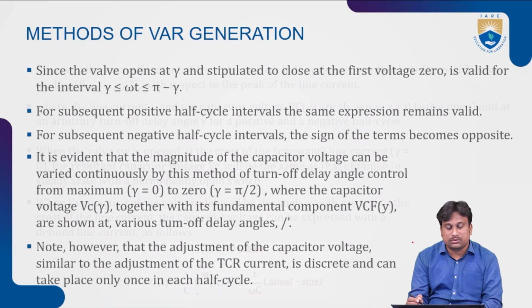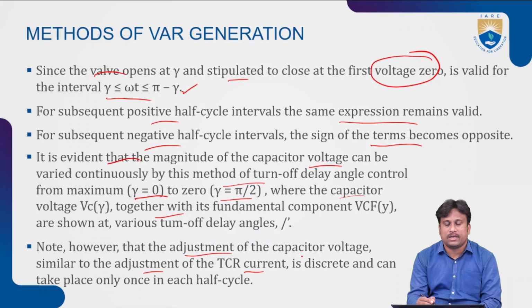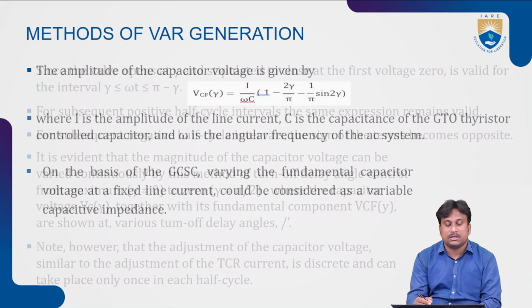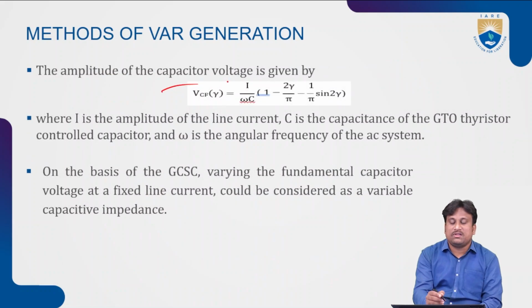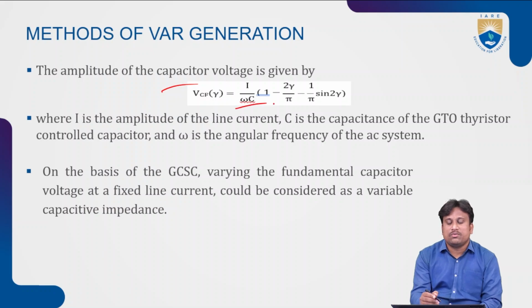So when it comes to this case, the adjustment of the capacitor voltage is similar to the adjustment of the thyristor controlled rectifier current case. That is discrete in nature and it can take place only once in each half cycle. The amplitude of the capacitor voltage is represented by I by omega C times (1 minus 2 gamma by pi minus 1 by pi sin 2 gamma).